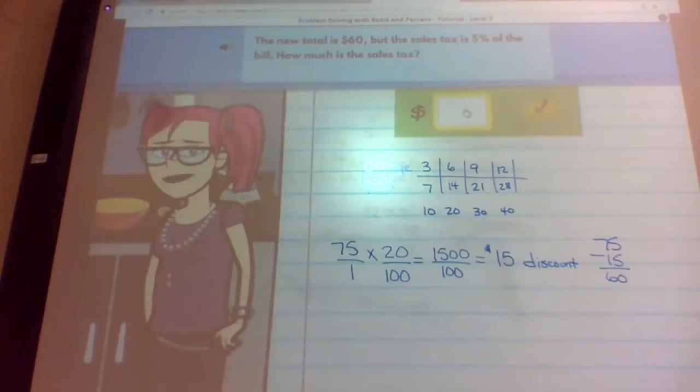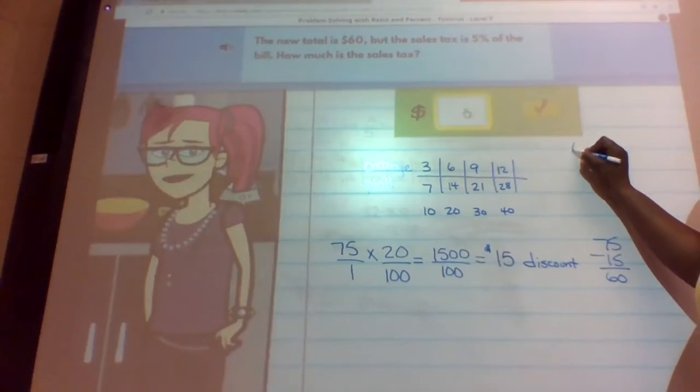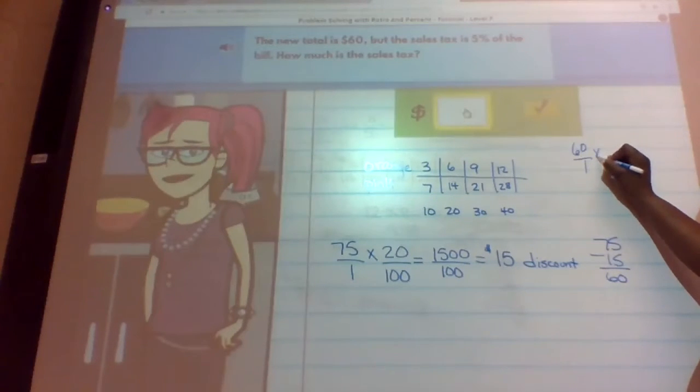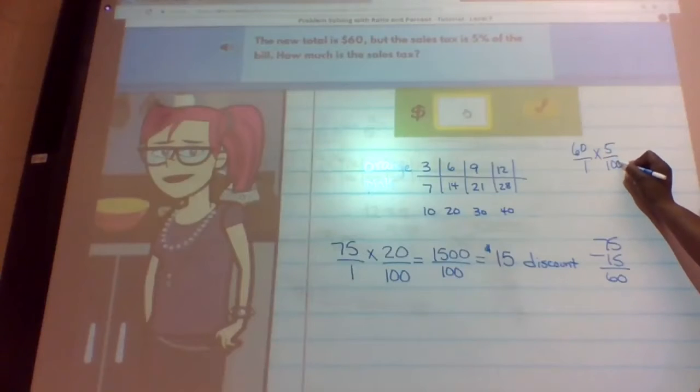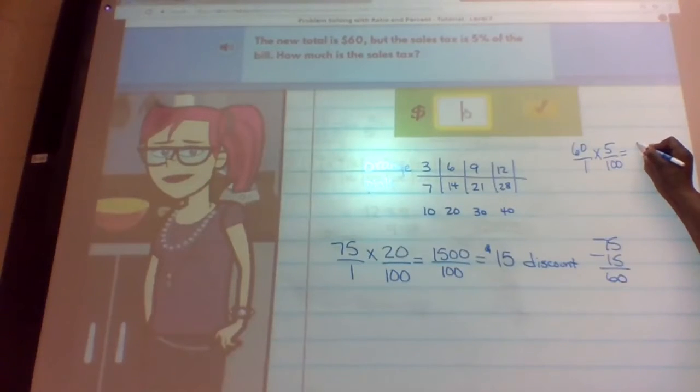It is 60. So what do we have to do? How are we going to figure out the tax? Divide. 60 over 1 times 5 over 100. That's going to be 300. 300 divided by 100, which is 3. How many 100s are in 300? 3.